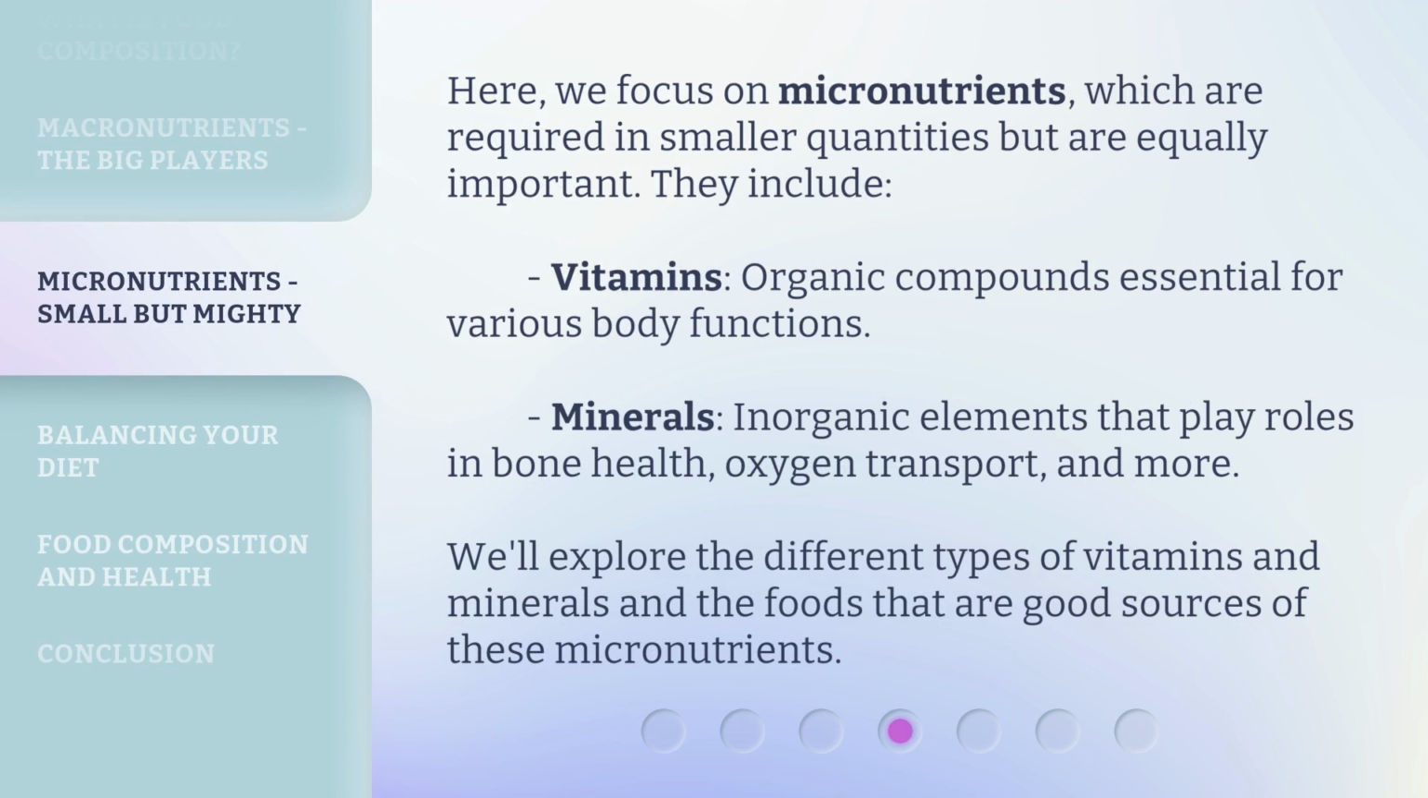Here, we focus on micronutrients, which are required in smaller quantities but are equally important. They include vitamins, organic compounds essential for various body functions; minerals, inorganic elements that play roles in bone health, oxygen transport, and more. We'll explore the different types of vitamins and minerals and the foods that are good sources of these micronutrients.